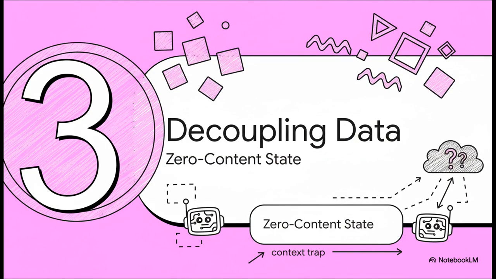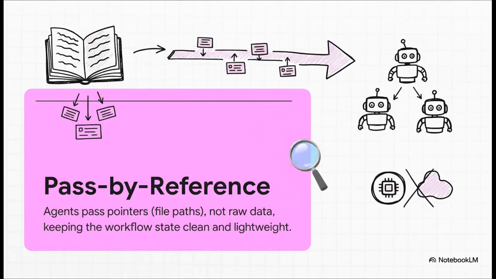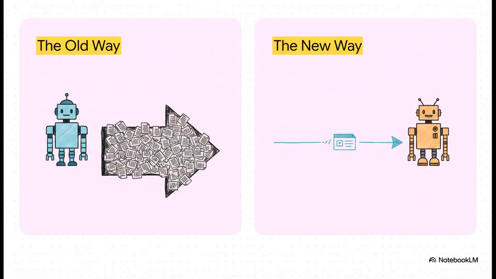All right, let's really dig into the core philosophy that powers this whole architecture. It's called the zero-content state. The central idea is actually a classic concept from computer science called pass by reference. So instead of handing the entire text of a book from one agent to another, you just pass its library card number. The actual book, the data, it stays right where it is. And the difference this makes in practice is, well, it's dramatic. The old way completely clogs the system by passing around huge chunks of raw data. Our new architecture, it just passes a simple, tiny reference, keeping the whole process incredibly lean and fast.